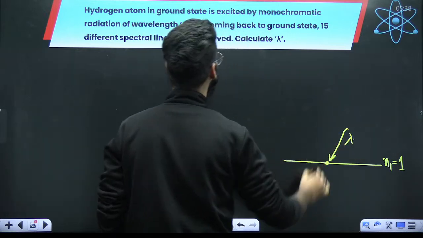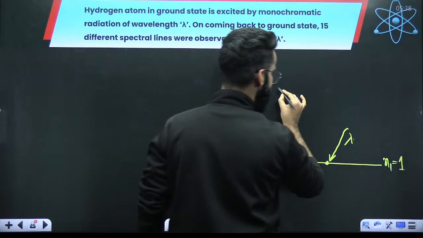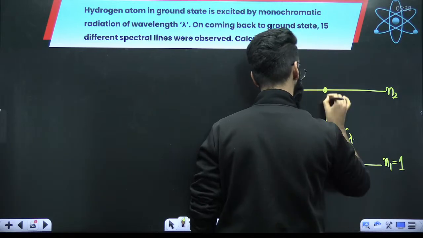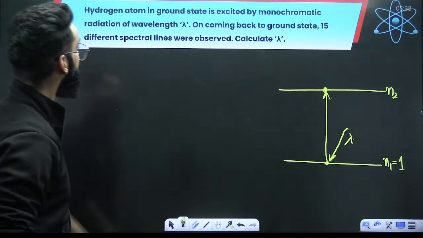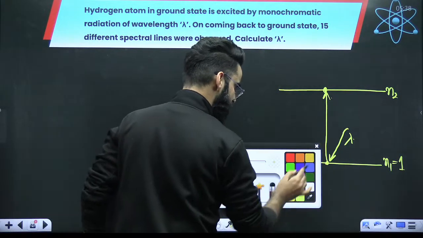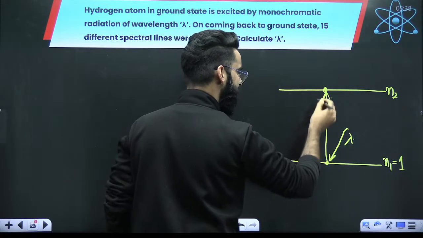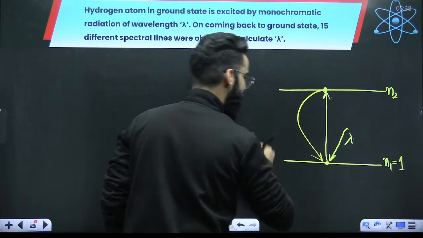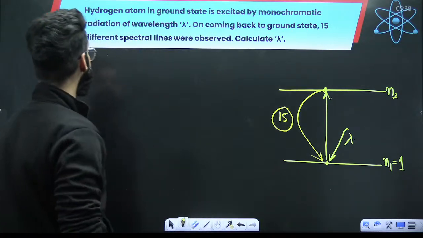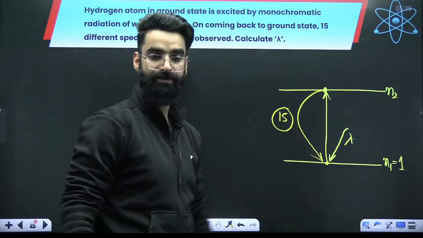Whose wavelength is lambda. Perfect. When this monochromatic light falls on this electron, the electron excites. It goes to a higher energy state. The electron reaches N2, for example. On coming back to the ground state, since you know when the electron makes a transition to a higher energy state, it is very unstable. So it jumps back. And when the electron is jumping back, how many different spectral lines are observed? 15 spectral lines are observed. Calculate lambda, which was absorbed by the electron.